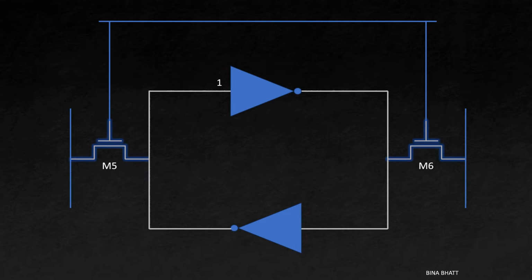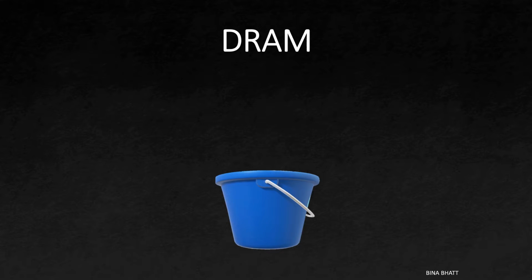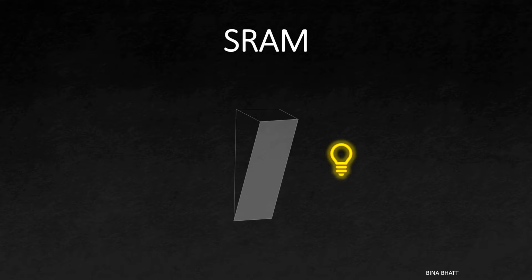So if there is a 1, you will get a 0 because it's an inverter, which is provided as an input to the other inverter. And that's why you get a 1 at the output of that. So as you can see, because of the cross-coupling, the inverters are able to retain the value. And in this case, it is 1. To put things into perspective, let's think of DRAM cells as water buckets with a hole at the bottom. Thus, they require periodic filling. On the other hand, think of SRAM cells as light switches, which are bistable.